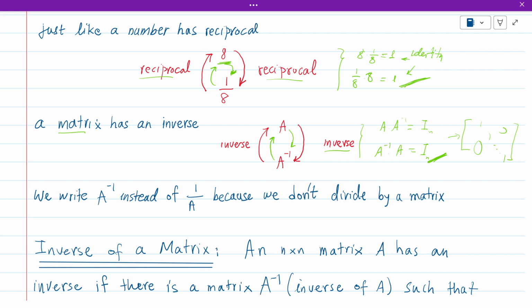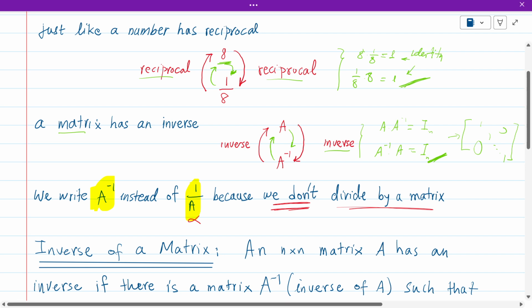And for the inverse of matrices, we always write A inverse and we don't write 1 over A. We never write this. The reason is commonly known: we don't divide by a matrix. We don't have division in matrices. We have addition, subtraction, scalar multiplication, matrix multiplication, and matrix inverse, but we don't have division in matrices.